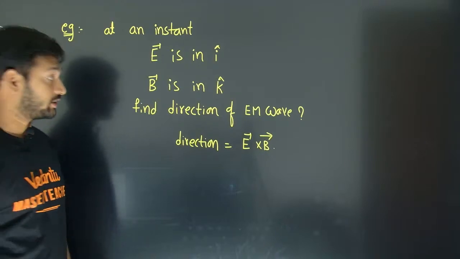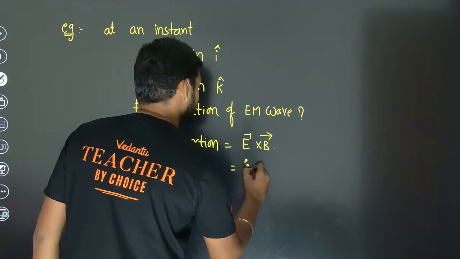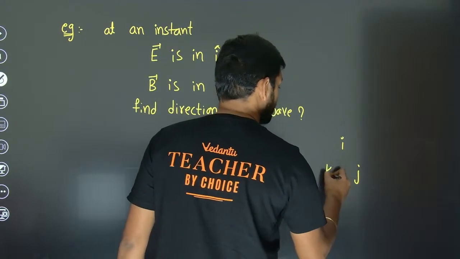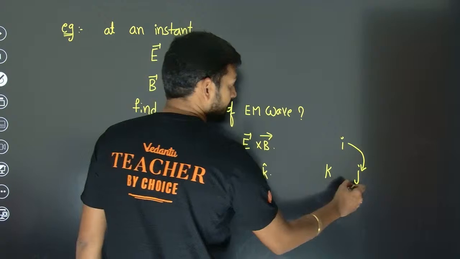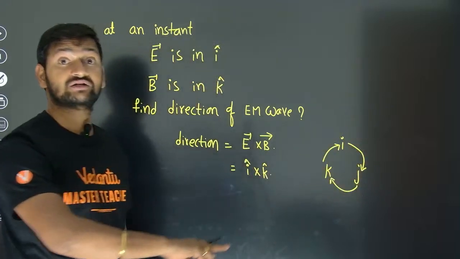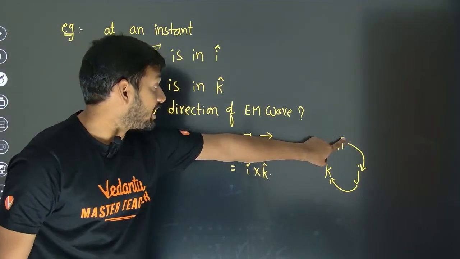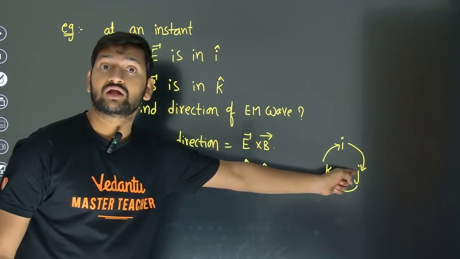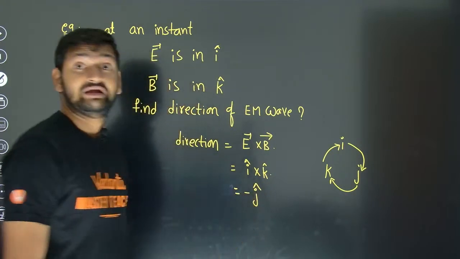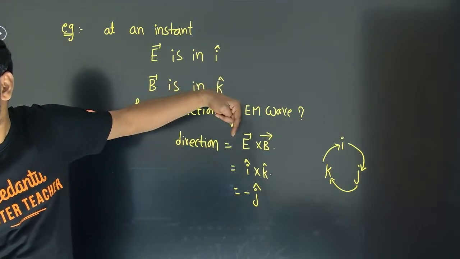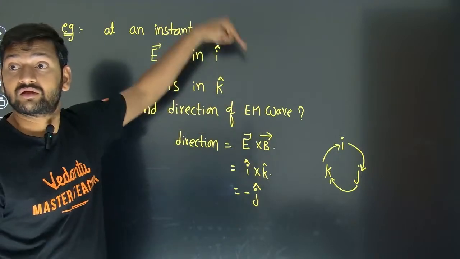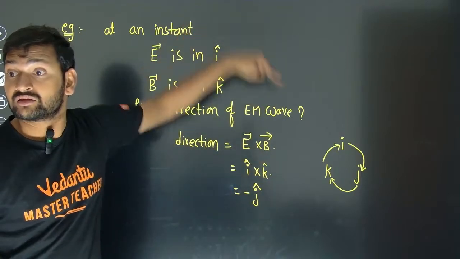Yes. Okay. What is E bar? It is I cap. What is I cap cross K cap? We have that shortcut, right? I, J, K. So if you do I cross J, you will get K. If you do J cross K, you will get I. If you do K cross I, you will get J. If you go in reverse, then negative. So I cross K indicates minus J. So the electromagnetic wave is traveling in the negative Y direction. That means the energy is going in the downward direction.